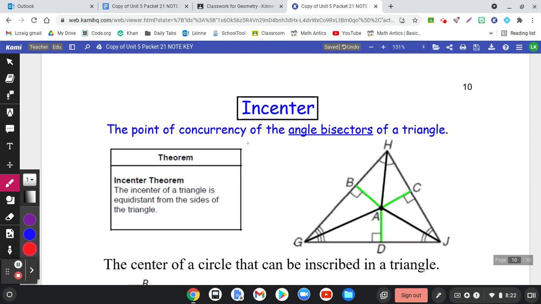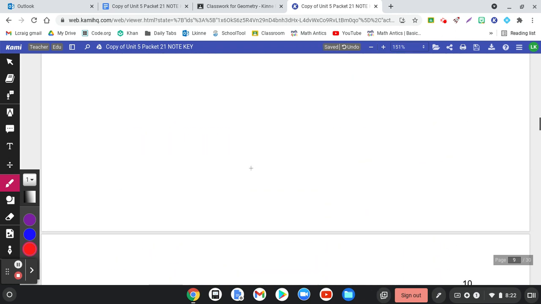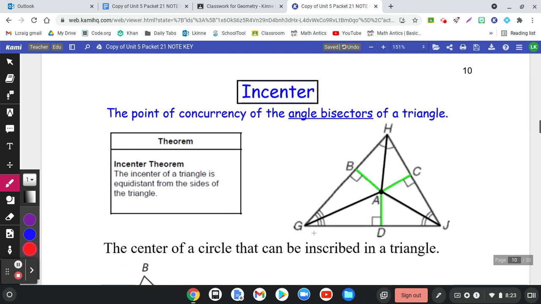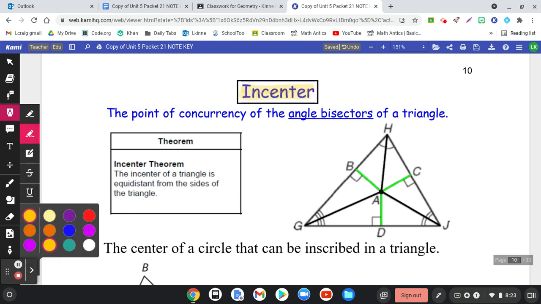Okay, the other one is incenter. Now with circumcenter, it was cutting the sides in half in the same distance to the angles. With an incenter, it does the opposite. The incenter is made up of angle bisectors, so it cuts each angle in half. And then it's equidistant from the sides of the triangle.